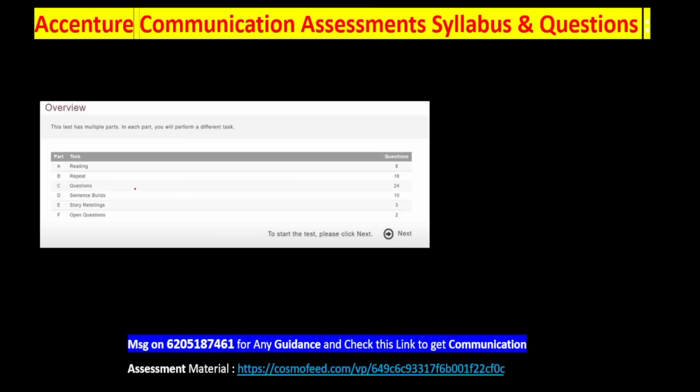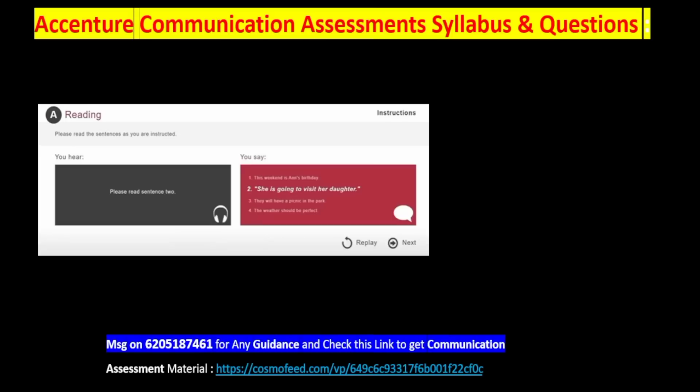Next, we have some overview. I have already explained it. Reading, there are 8 questions. From repeat, there are 16 questions. From question and answer, 24 questions. From sentence building, 10 questions. From retelling, two questions, and from open question there are two more questions. You have to answer all those questions.